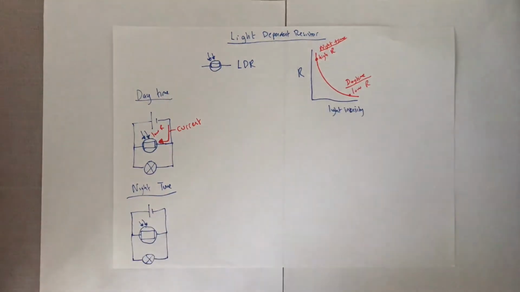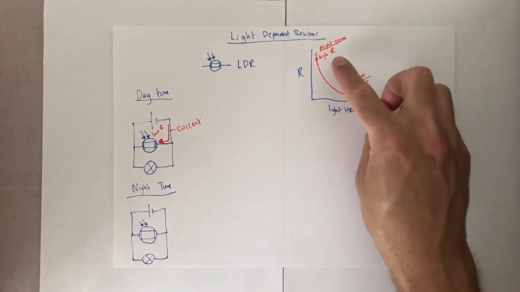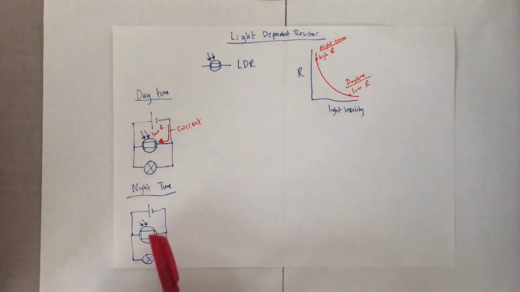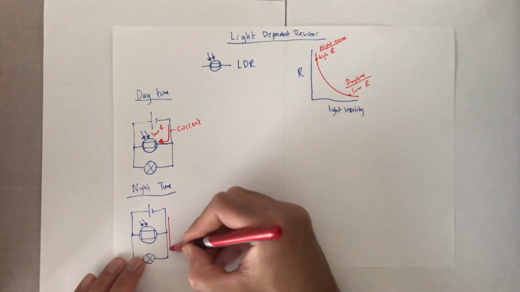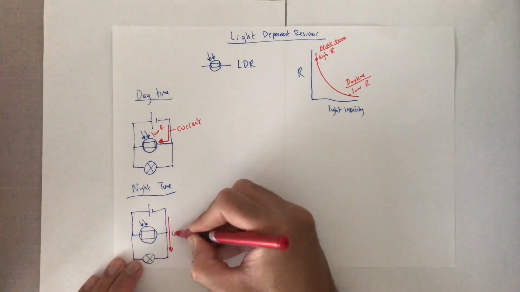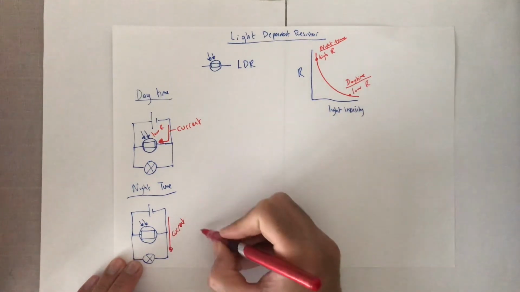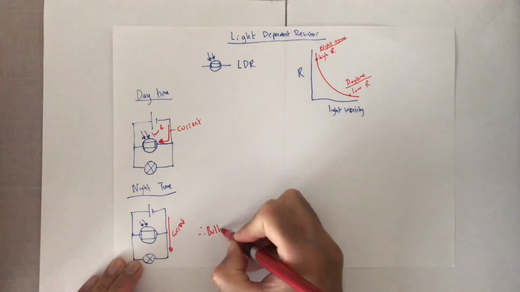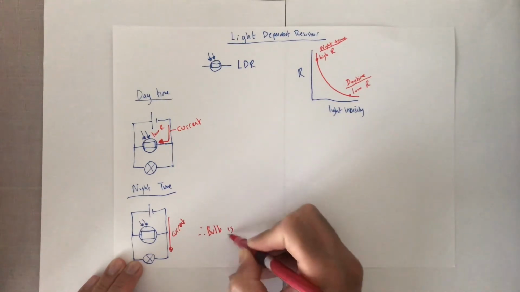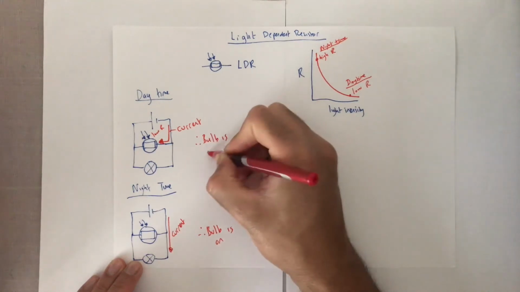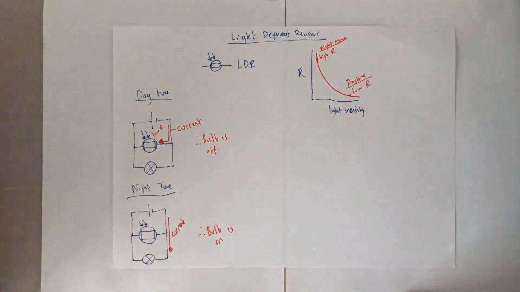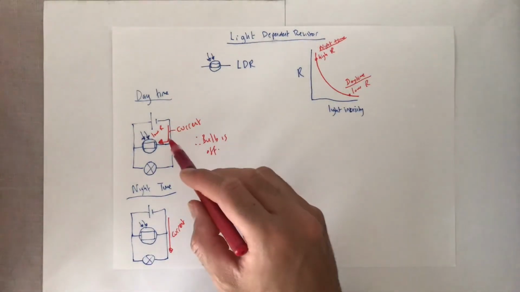This time at night time we've got a very high resistance in this LDR, so all the current wants to go down here because it takes the path of least resistance. So that's the direction of the current, and therefore the lamp turns on, and then this one bulb is off. There still might be current going through in the daytime.